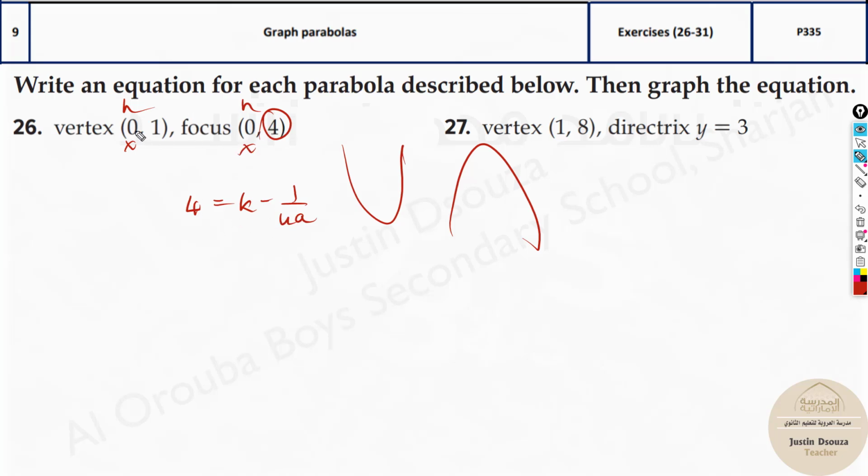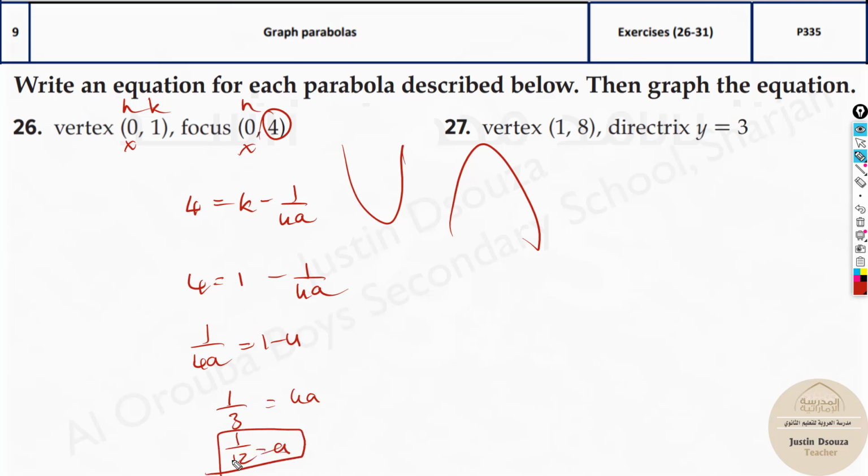And what is the k value? The k value is, over here we have, this is h and k, right? So 4 equals 1 minus 1 by 4a. You can put this entirely in the calculator and you'll get the a value directly, but I'll solve it over here. 1 by 4a will be equal to 1 minus 4, and I'll just swap this out. 1 by 3 will be equal to 4a, and it will be 1 by 12 is equal to a. So the a value is 1 by 12.